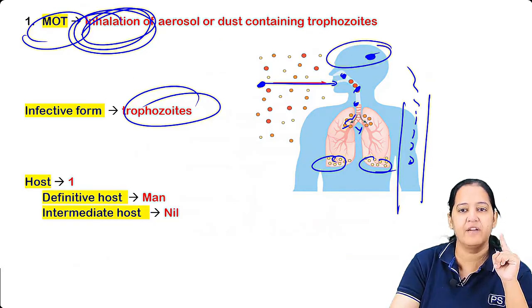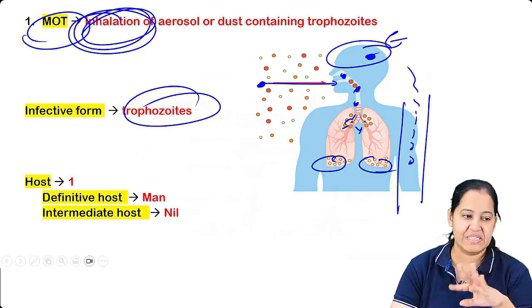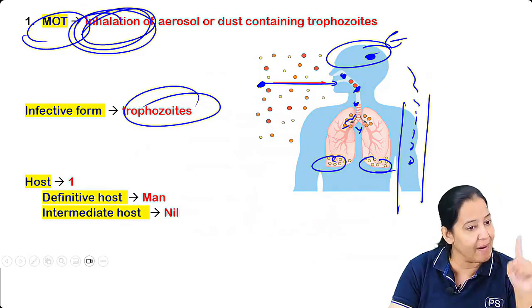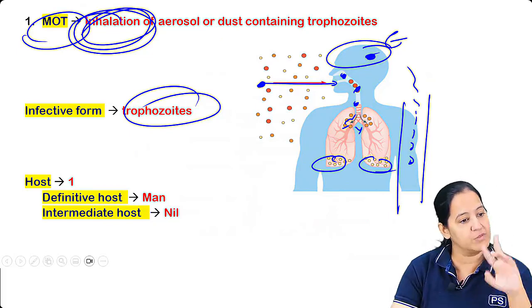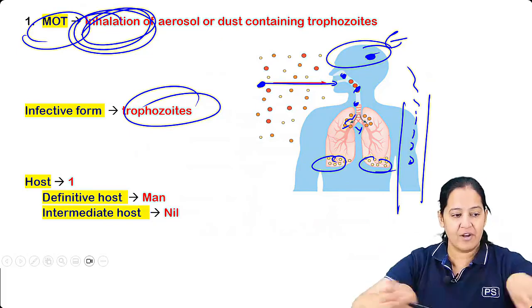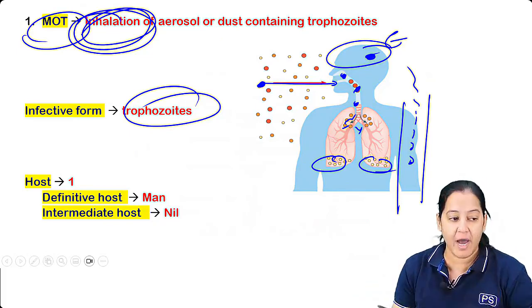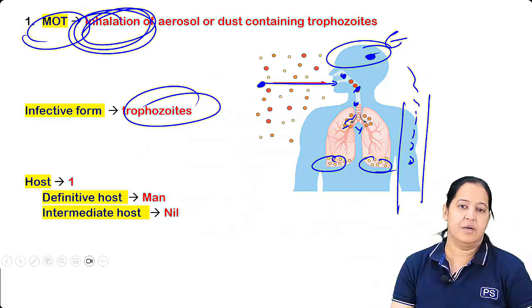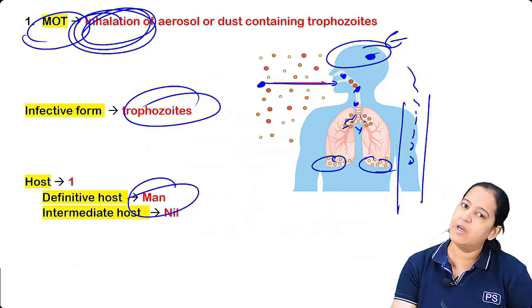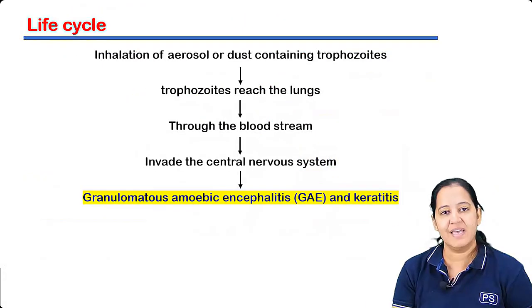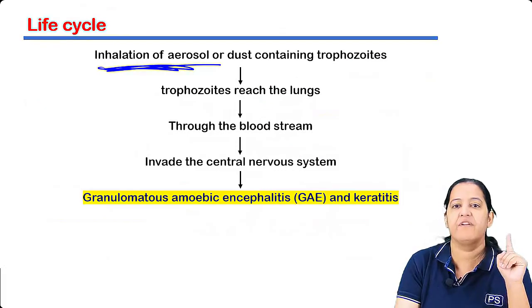In the brain it involves only encephalitis, no meningitis. Only encephalitis, no meningitis. Mind my words. That one was causing both. This one causes only encephalitis. That was entering via swimming from the nose. This is via inhalation of dust. So the route is entirely different. There only one host, man, and here also only one host, man. Say yes. So on inhalation of the dust, it will go to the lung.